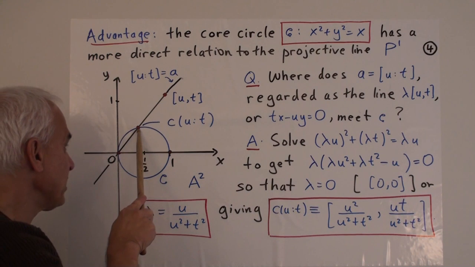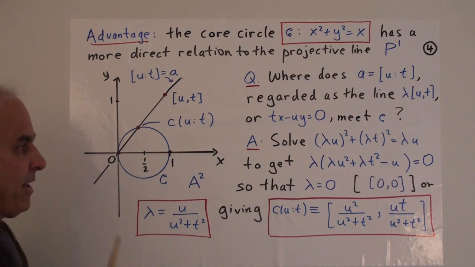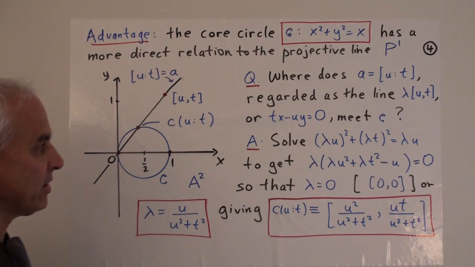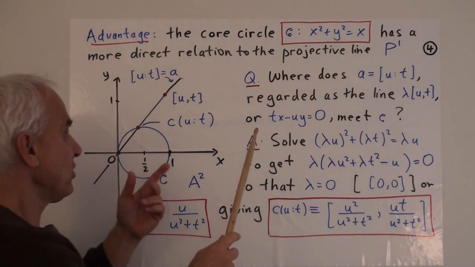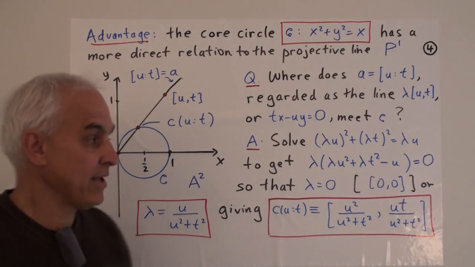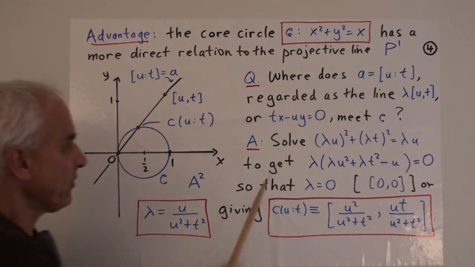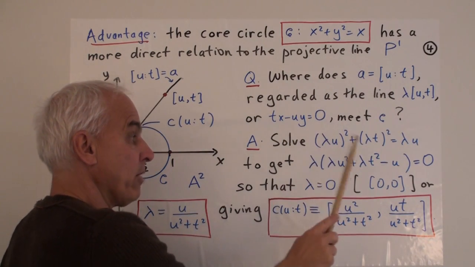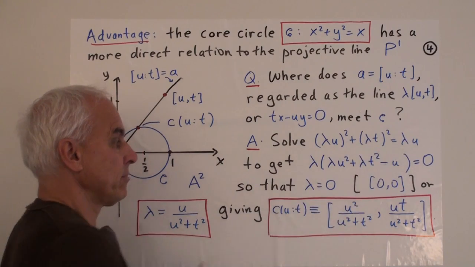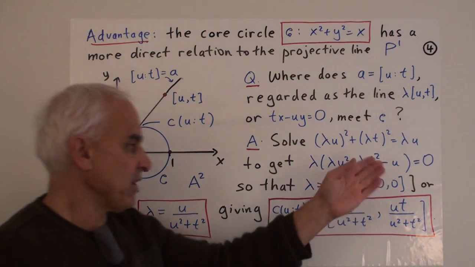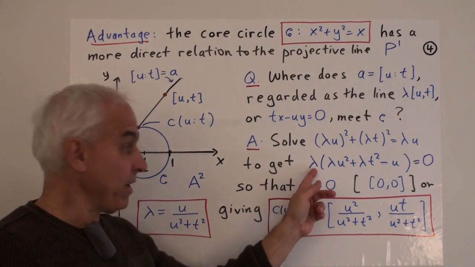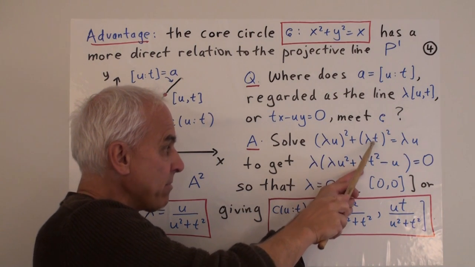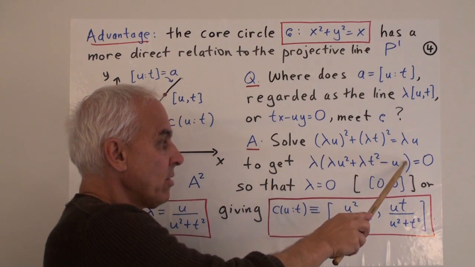So how are we going to find this point here? Well, we're just going to take the point lambda u, lambda t and plug it into the equation of the circle and solve for lambda. So if we put lambda u in for x and lambda t in for y, we get (lambda u) squared plus (lambda t) squared equals lambda u. Bring everything to one side and factor out the common lambda. We get lambda times (lambda u squared plus lambda t squared minus u) equals 0.